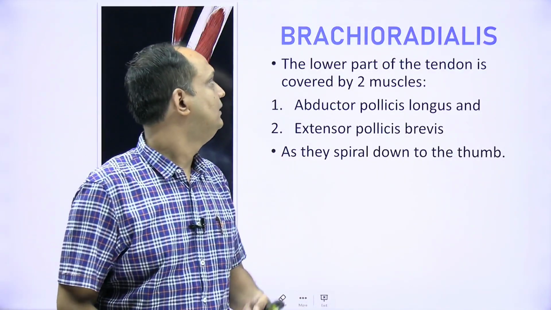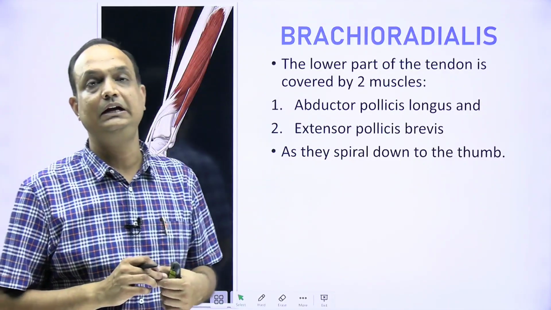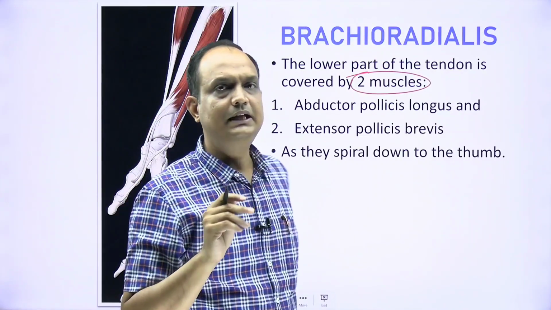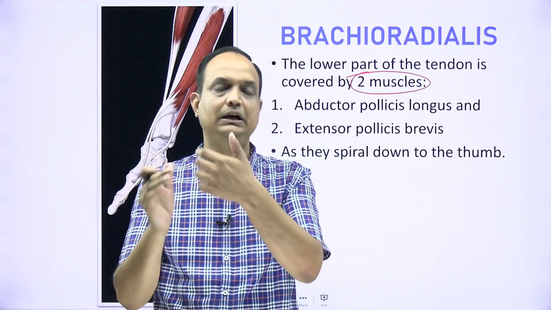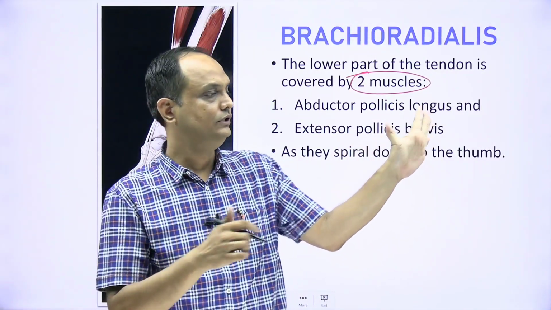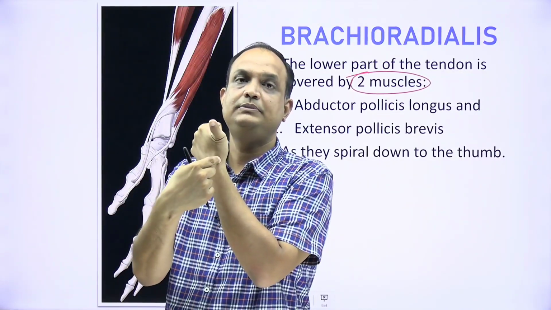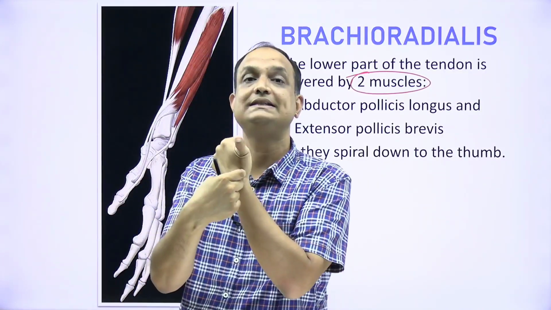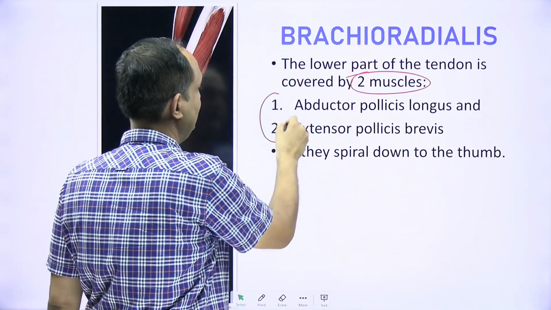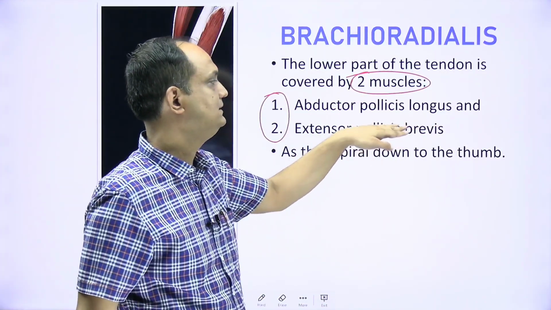Now, what is the important concept? This lower part of the tendon of brachioradialis is covered by two muscles. Now, see, there is one very important anatomical landmark here. This is known as the anatomical snuff box. When you extend the prominence of your thumb, you will find a depression at the base. This depression is known as the anatomical snuff box. Now, this anatomical snuff box is bounded on one side by two muscles, abductor pollicis longus and extensor pollicis brevis.